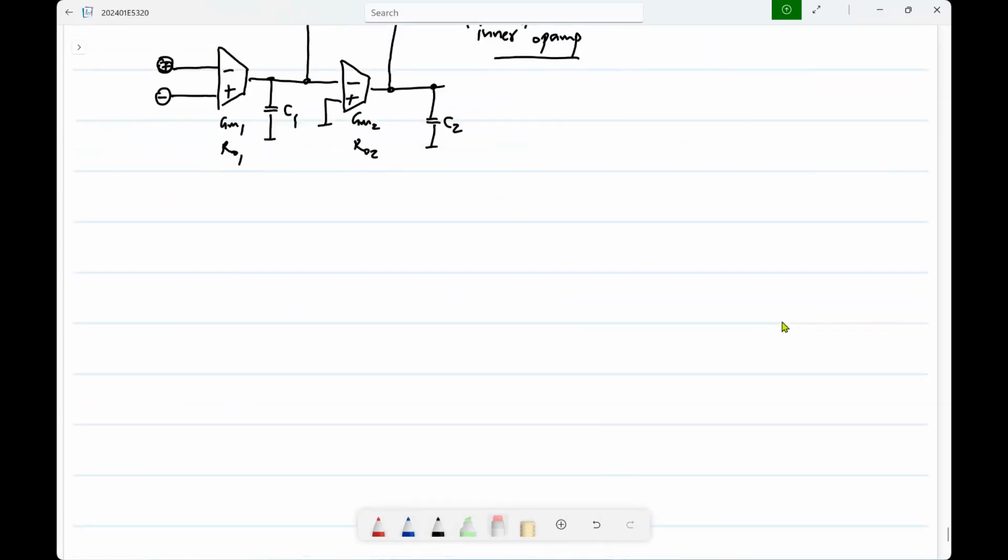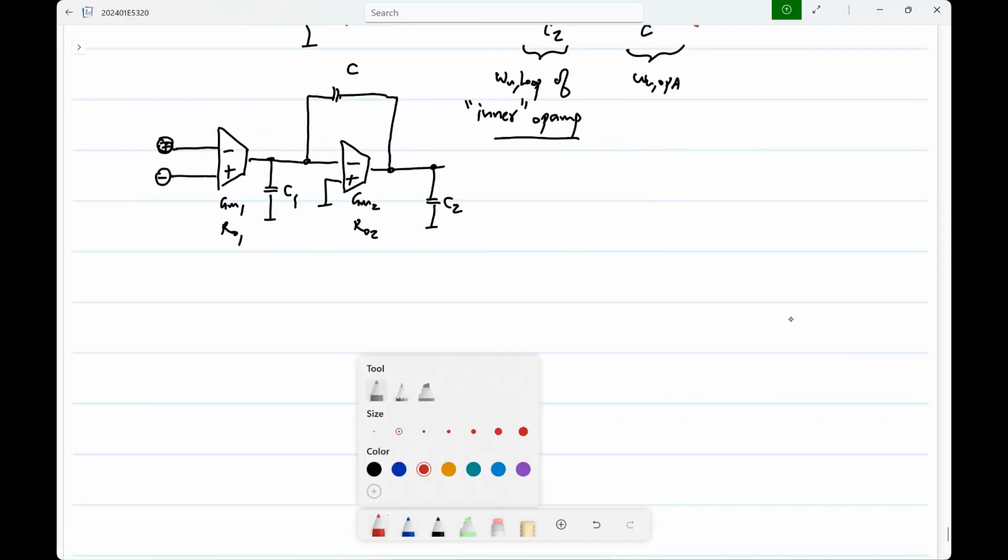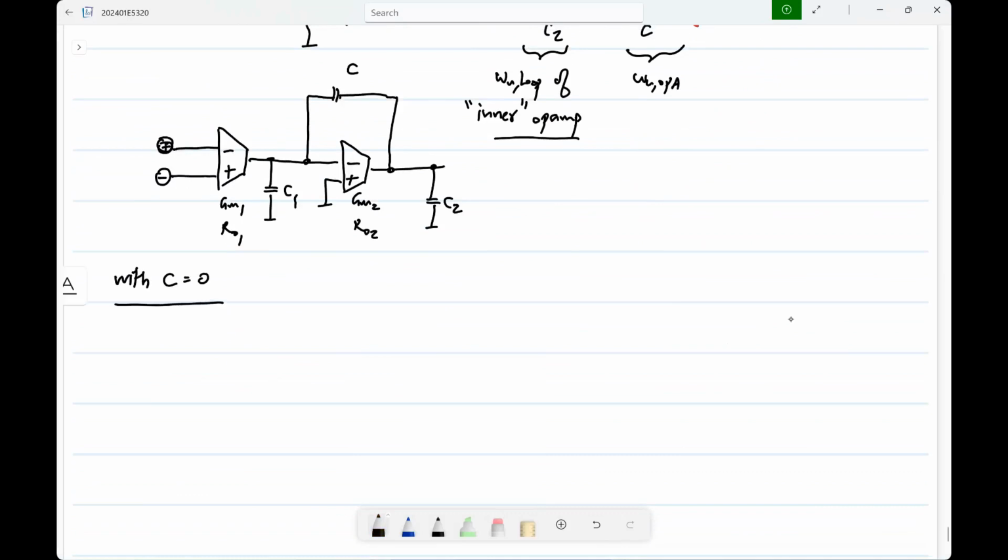Now, just a recap of some results that you already know from earlier courses. With C equal to 0, that's not really an op-amp, that's just a cascade of two stages, right? If you have C equal to 0, you can think of it as two common source amplifiers, one after another. So then there were two poles. One was at RO1 C1 and the other one was at RO2 C2.